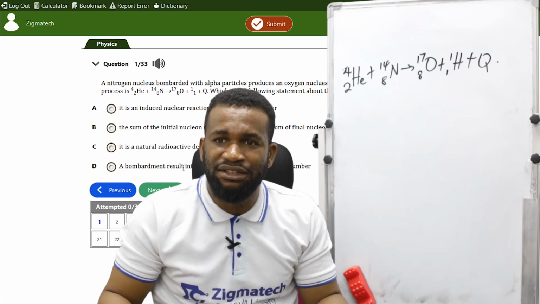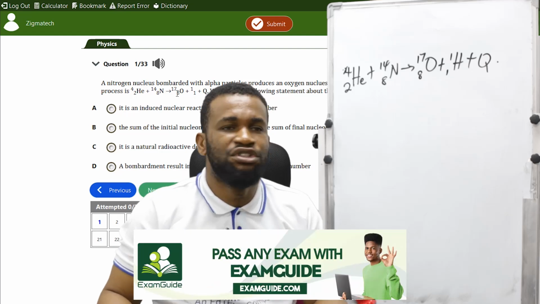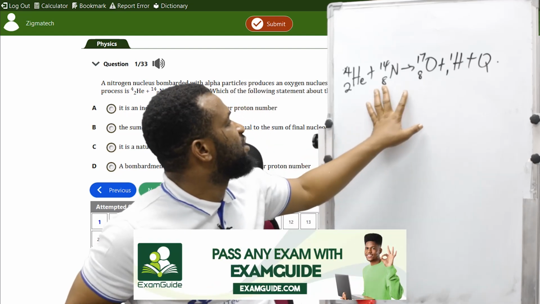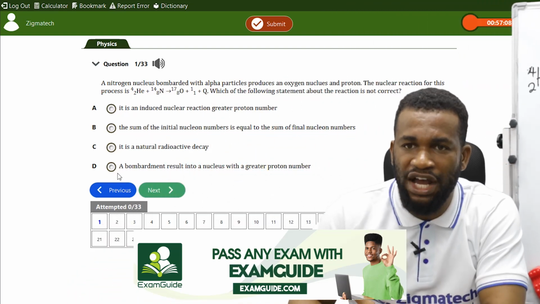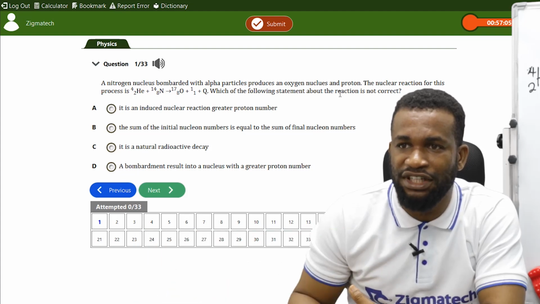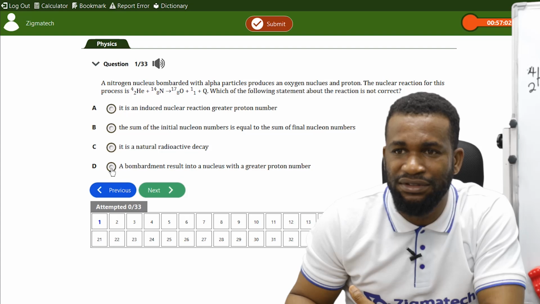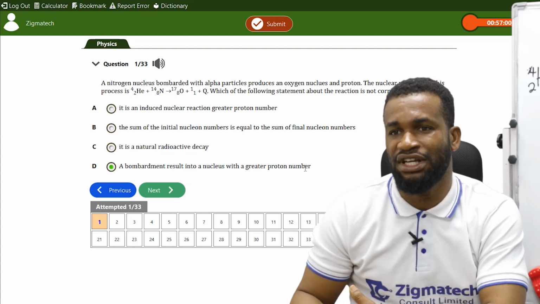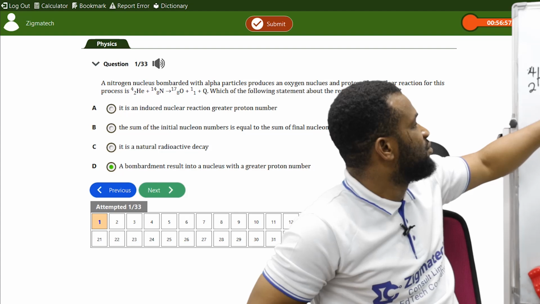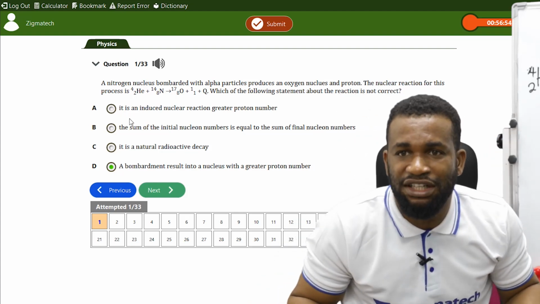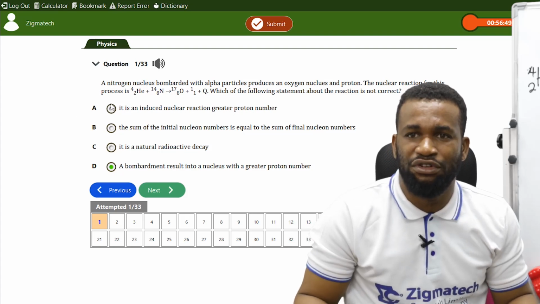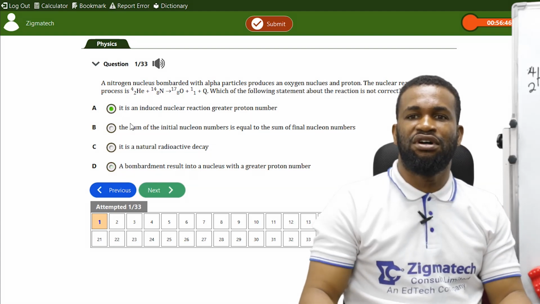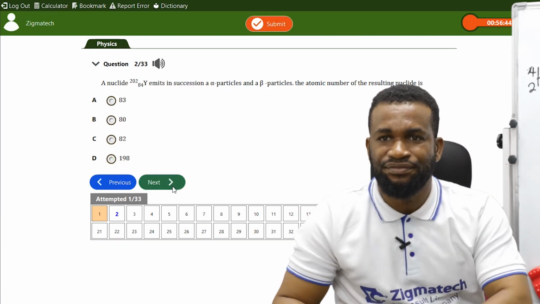A bombardment results into a nucleus with a greater proton number. No, the proton number is not greater. It is equal. Therefore, this question says which of these statements is not correct. Therefore, this is not correct because there is no greater proton number. Proton number is this one. There's no greater proton number. The same thing now, it is an induced nuclear reaction with greater proton number. This is also not true. All right, we'll go to the next question.